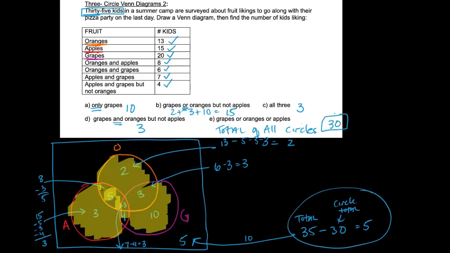Another thing that we could have done is, knowing that there's 35 total, we could just take off the 5. So 35 minus 5 gives us 30 kids that need to go on the inside of all the circles. So 30 kids like oranges, grapes, or apples. So 2 different ways you can do that, but it is nice, even though sometimes it looks a little messy or cluttered, to show your work, so that way, if you need it later on when you're asked questions, you've got it and you don't have to recalculate.